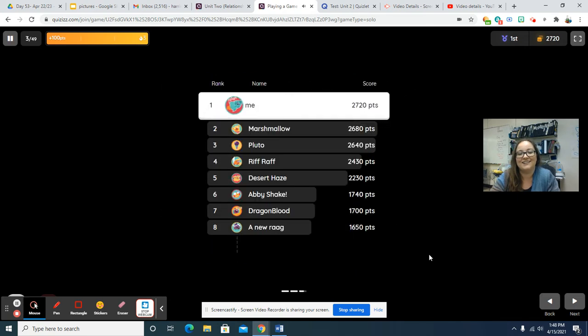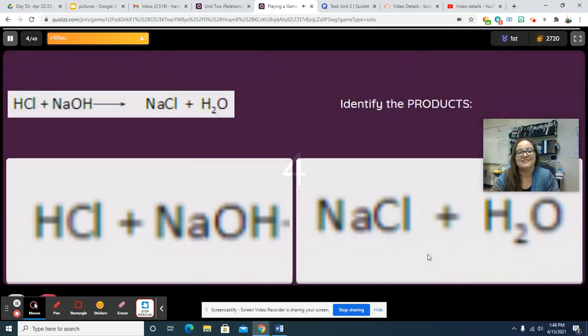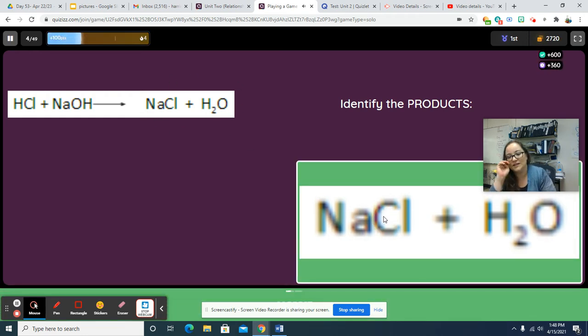Hello from the otter slide. Ooh, that's really blurry, but you still can figure it out. All right, so identify the product. So the products is everything on the right side. So you just need to find NaCl plus H2O.